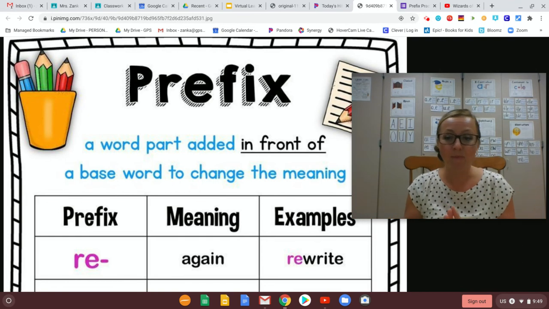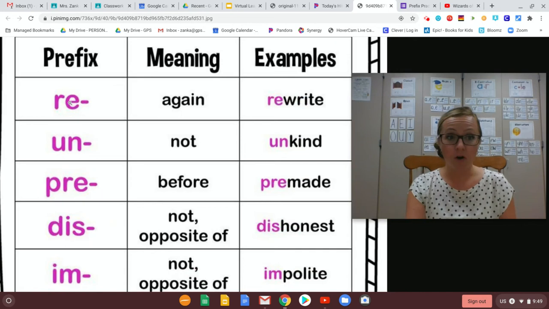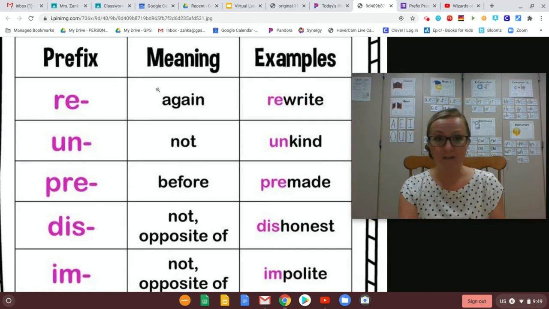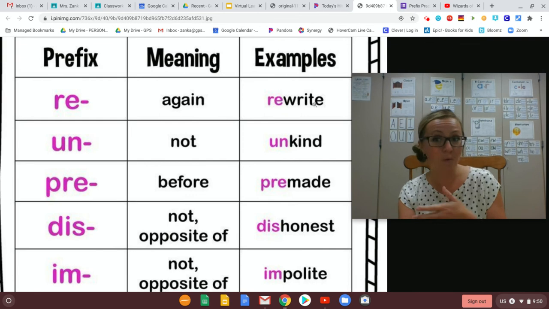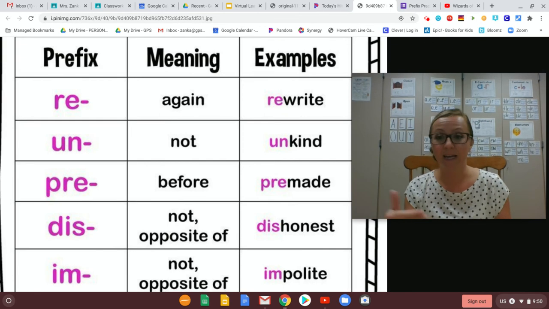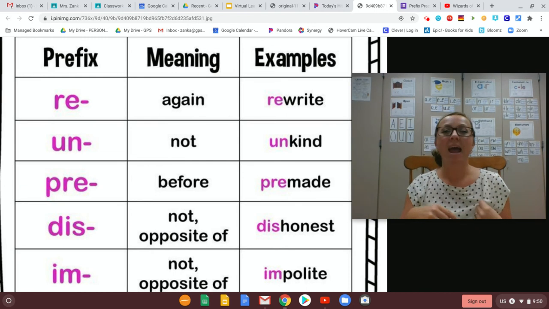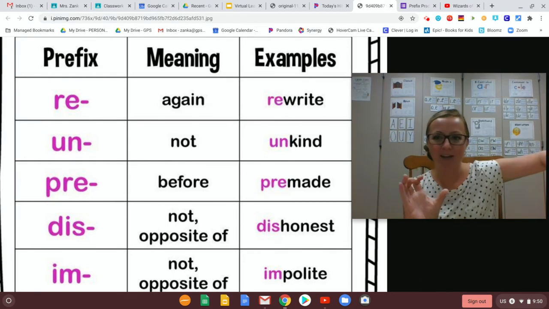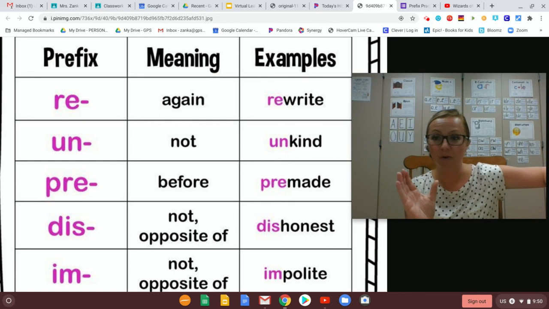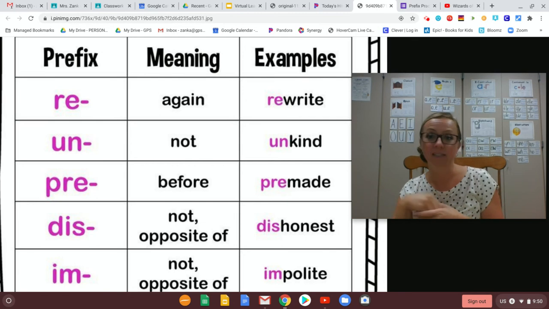So let's talk a little bit more about some examples of prefixes. So re, R-E, the meaning of that prefix, if added to the beginning of a word, means to do something again. Okay, so if I add that in front of the word write, if I rewrite, I'm writing it again. If I re-record this video, I have to record it again. Now, you have to be careful because you have to make sure that if you take the prefix off, the word that is left can stand on its own. Okay, so the word write is a word all on its own, but rewrite has a new meaning.